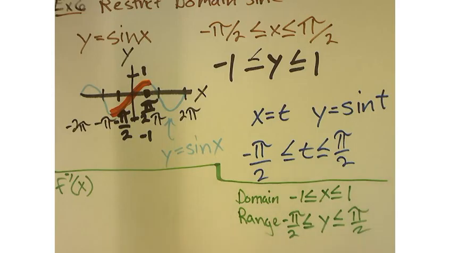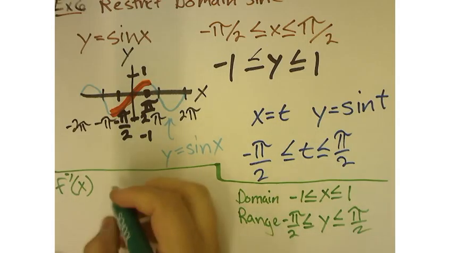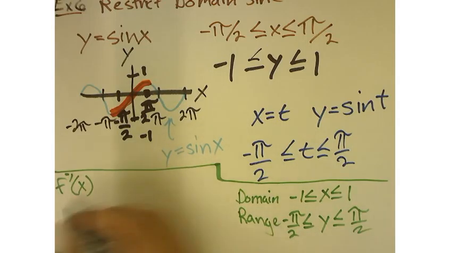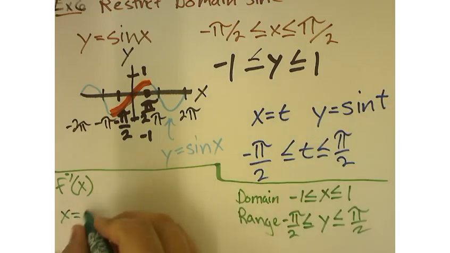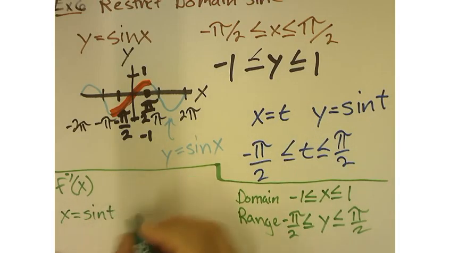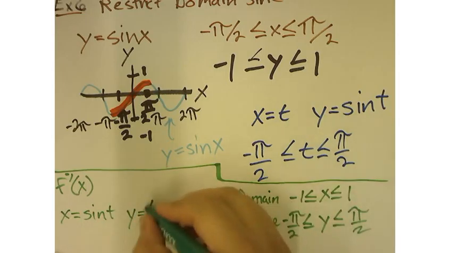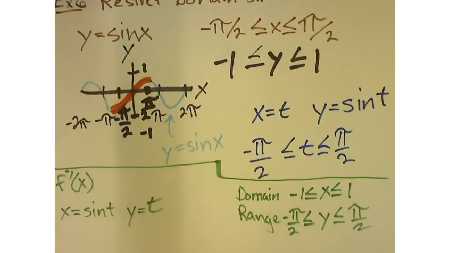That's what the inverse function does. It flip-flops the x and the y. So now if that's the case, what would my inverse function be? Well, the inverse function would actually be, and we'll put it together, but if we look at the parametric equations, it would be x is equal to sine of t, y is equal to t. And so again, we're flip-flopping the x and y around.